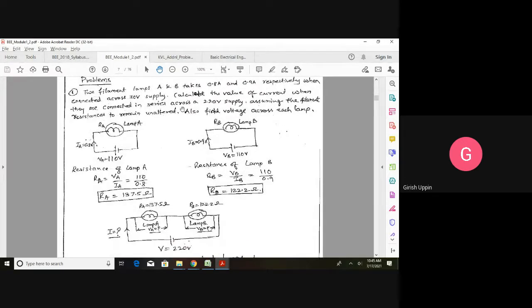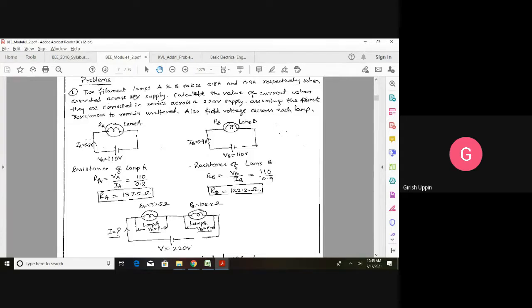We have one example, we'll solve this example. We have two lamps here, A and B. Lamp A takes 0.8 amperes current and lamp B takes 0.9 amperes. They are connected across a 110 volt supply. Calculate the value of the current when they are connected in series across a 220 volt supply. Assuming the filament resistance remains unaltered, also find the voltage across each lamp.